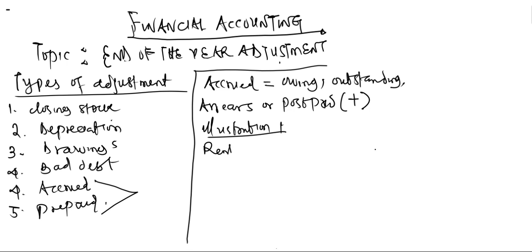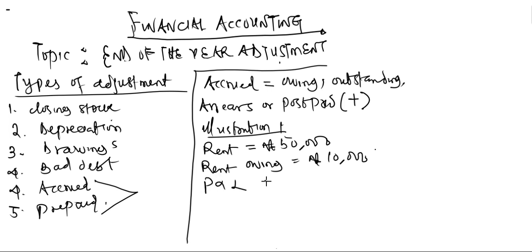For example, our rent in the year is 50,000 naira. Then the question says rent owing is 10,000 naira. So how much will be posted to the profit and loss account? Now to solve this, I said whenever we see the word owing and this is an expense at the same time, we have to hit, meaning let's say this is 2024 rent, and this owing simply means this is 2023 rent, meaning you are owing for last year.